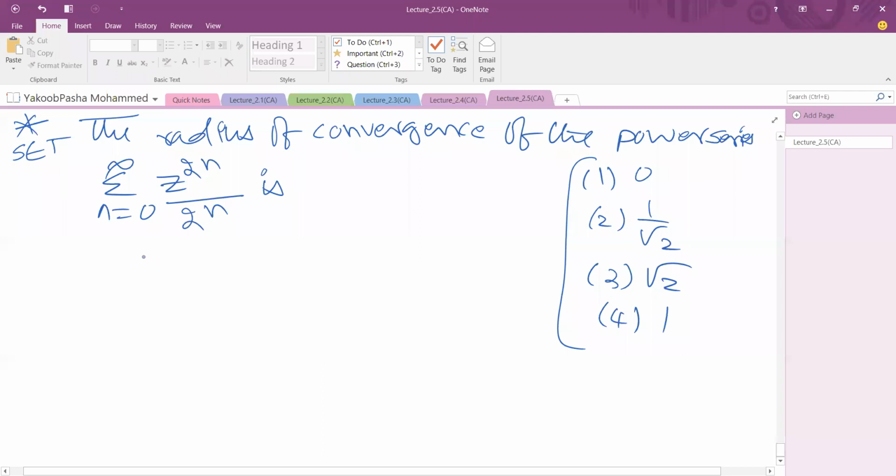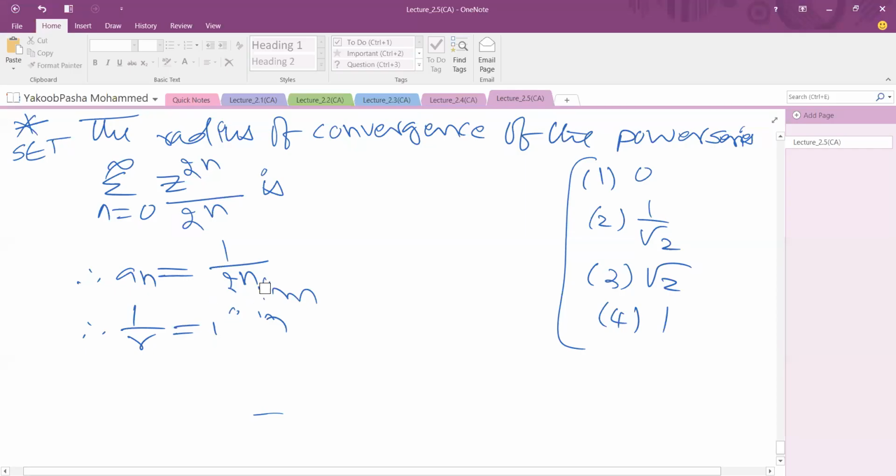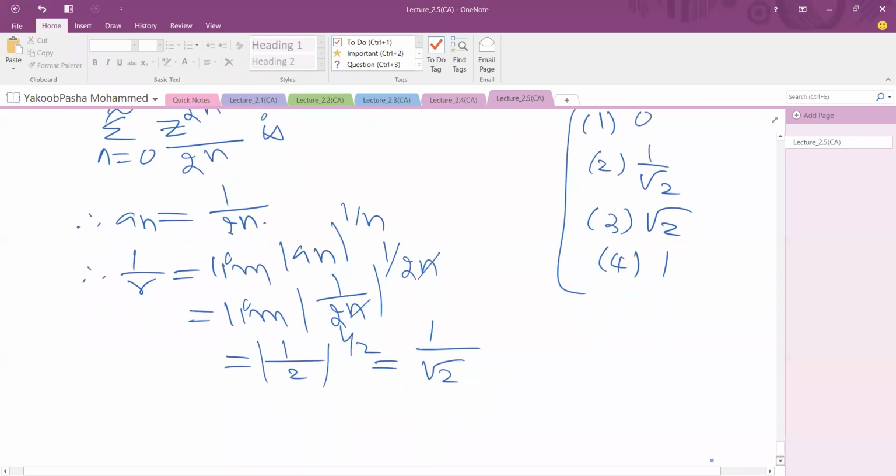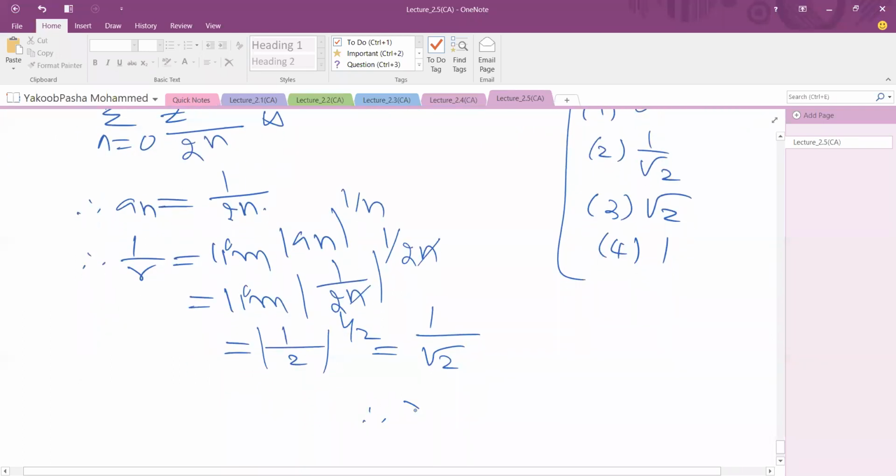Now I'm taking the coefficient here. Now this is equal to 1 by 2 power 1 by 2, that is root 2. This is the value of 1 by r, not r. So therefore, the radius of convergence r is equal to root 2. This is the option. Okay, third option is the right option.